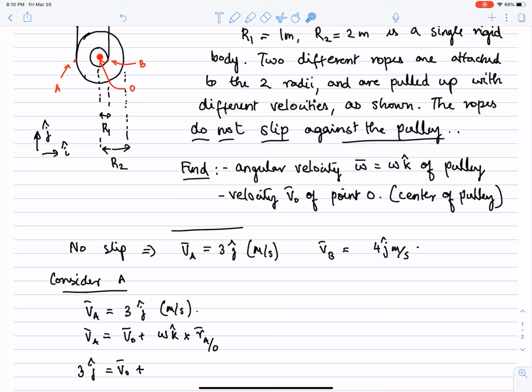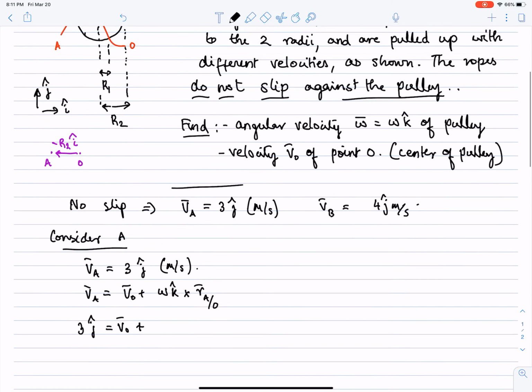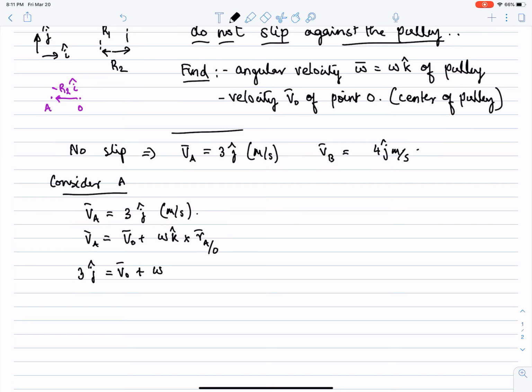This is the point A, this is the point O. A is just to the left of O. So let me just draw a picture there. So if you have O here, we have A here. This vector is basically minus R2 i. Right, so we have omega k crossed with minus R2 i. That's RA with respect to O.